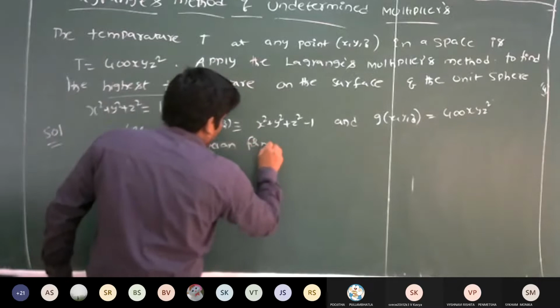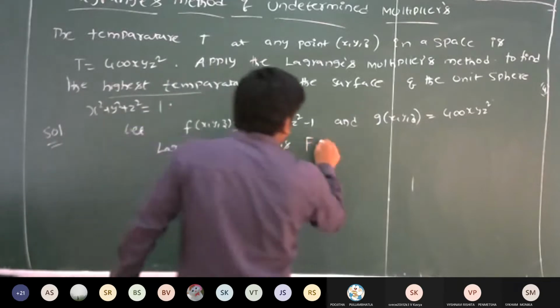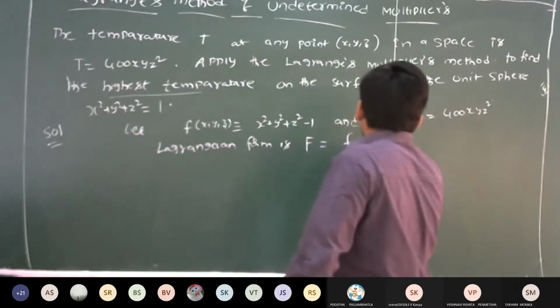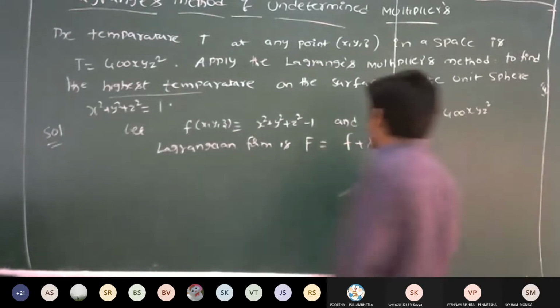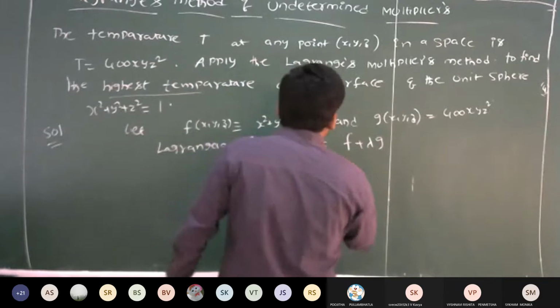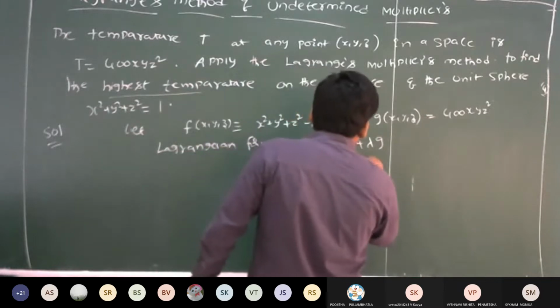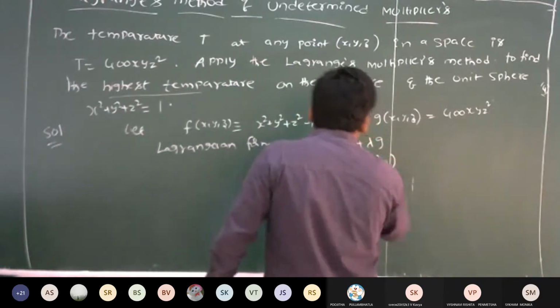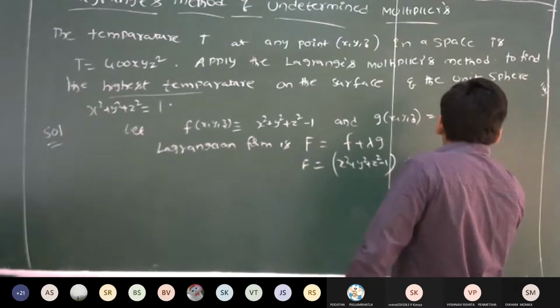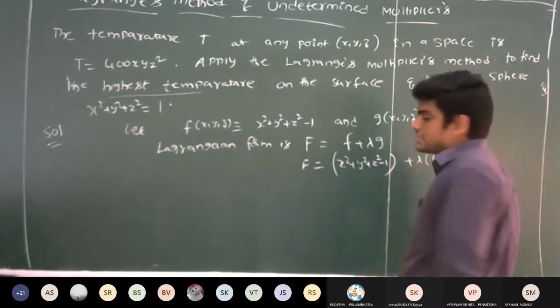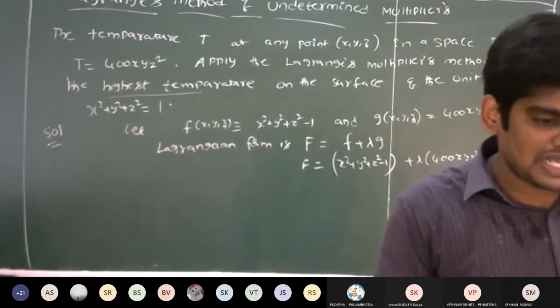Here the Lagrangian form is capital F is equal to f plus lambda g, where lambda is an undetermined, that is a non-zero multiplier. Therefore capital F is equal to x square plus y square plus z square minus 1 plus lambda into 400 x y z square. What is the next process?